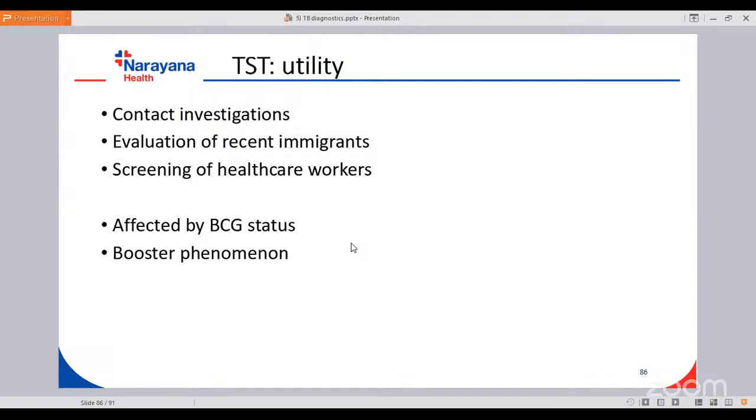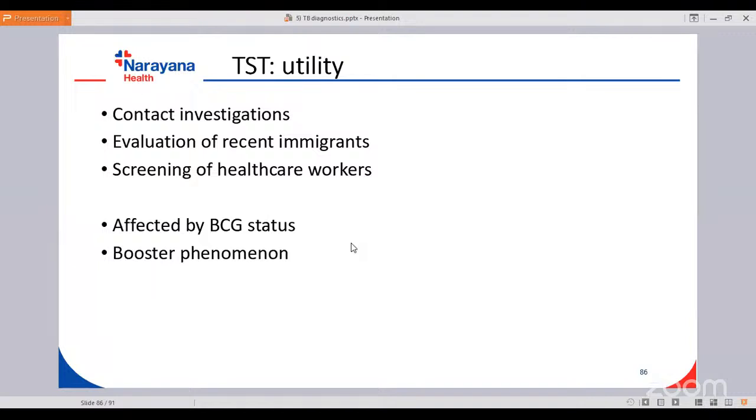If you have a child who's in touch with another patient who's an open case of pulmonary tuberculosis living in close contact, you can do a tuberculin skin test and look for the positivity. Evaluation of recent immigrants: in the United States, people coming in from India or other countries with high TB burden are evaluated using either a tuberculin skin test or another test that I will be speaking of.